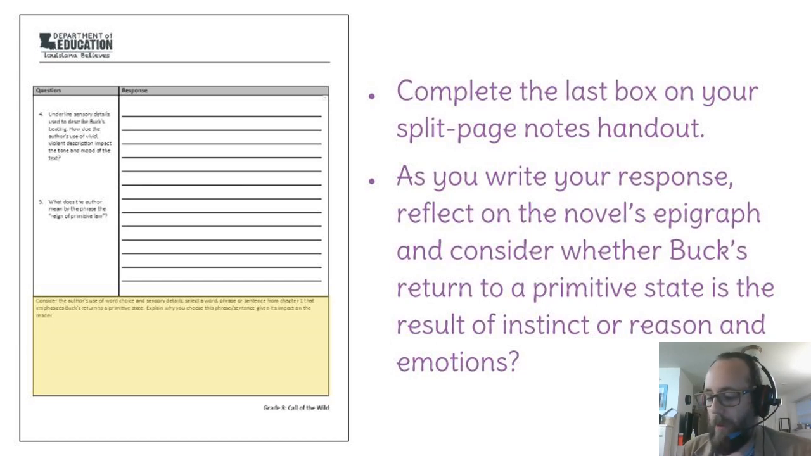Okay, so we're at the epigraph, and as we think about Buck and how he's changed in this chapter, let's read this. "Old longings nomadic leap, chafing at custom's chain. Again, from its brumal sleep, wakens the ferine strain." Okay, so that is what you're going to do. Finish this section on your notes on page 16.